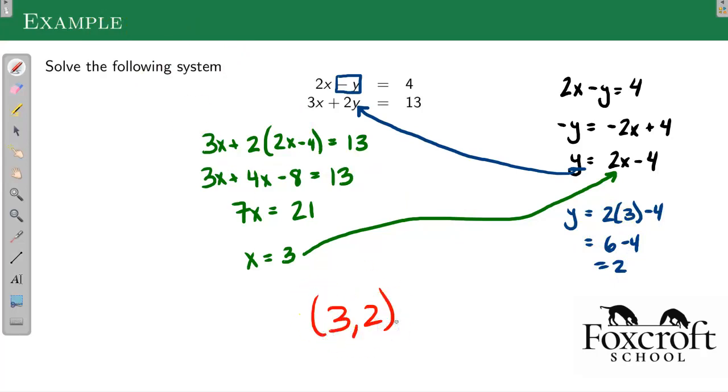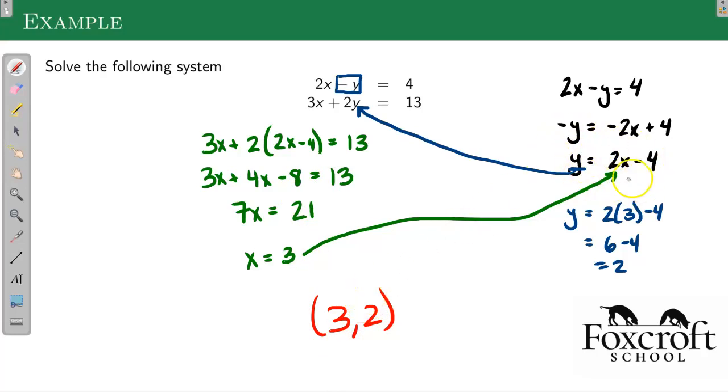Let's double check, just for this problem, to make sure this actually works. If I plug 3 and 2 into the first equation, I get 6 minus 2, and that's 4. So it satisfies the first one. Plug them into the second, I get 9 plus 4, which is 13. So this is a solution, so this did work out. It's a good thing, because I'm teaching it to you. But (3, 2) is a solution.